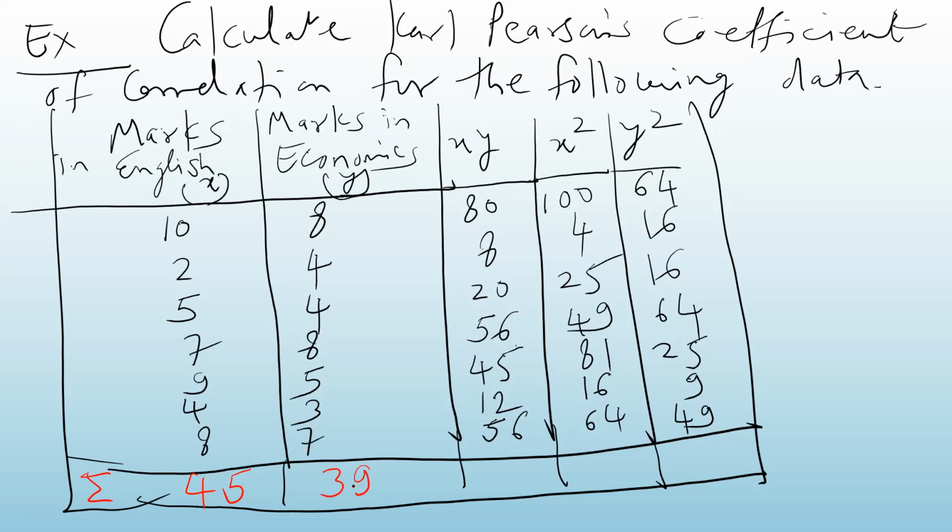Summation of XY column, that is 80 plus 8 plus 20 plus 56 plus 45 plus 12 plus 56. It gives me 277. Okay. Now summation of X square, 100 plus 4 plus 25 plus 49 plus 81 plus 16 plus 64. It gives me 339. Okay.